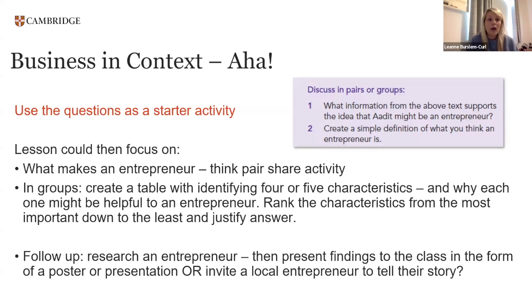So the learners could think about what makes an entrepreneur. They could do a think, pair, share activity. So they could think themselves, share those ideas with their partner, and then take those to the rest of the group. You could then in groups ask them to create a table identifying 4 or 5 characteristics and explain why each one of those might be helpful to an entrepreneur. In terms of thinking about any evaluation skills, they could then rank their characteristics from the most important down to the least and justify their answer.